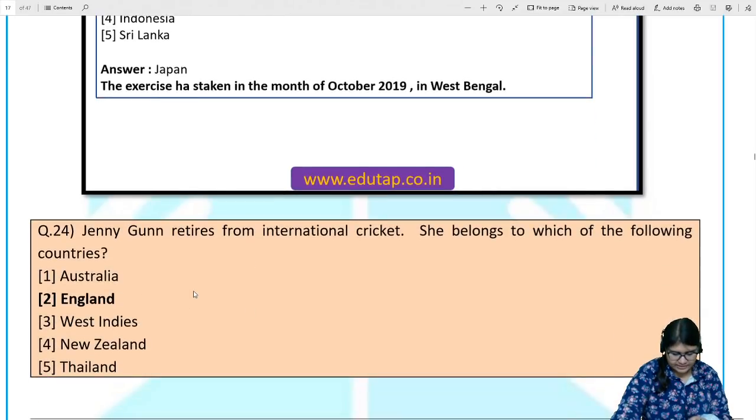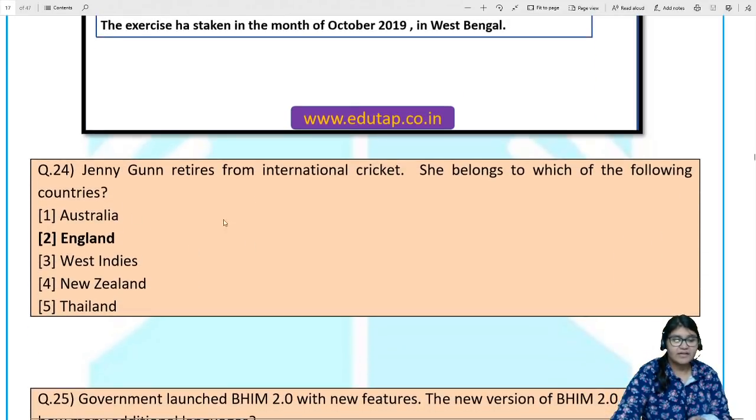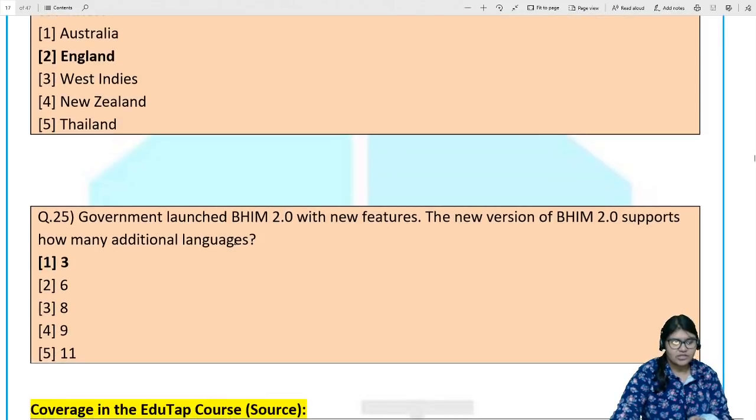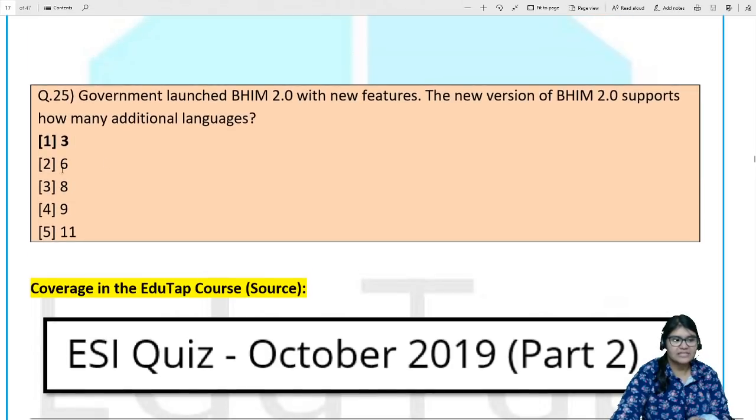Next question, guys. Jenny Gunn retires from international cricket, so she belongs to which of the following countries? The answer is England. Next question. Government launched BHIM second version or 2.0 with new features, and the new version of BHIM 2.0 supports how many additional languages? The answer is 3.